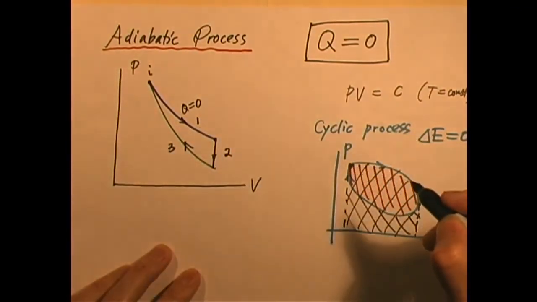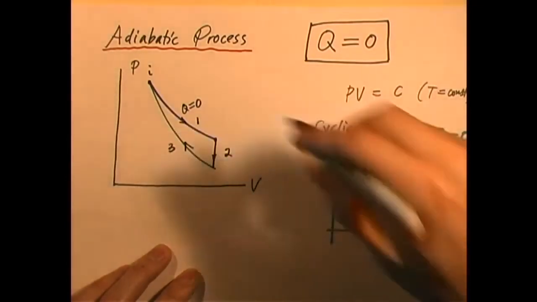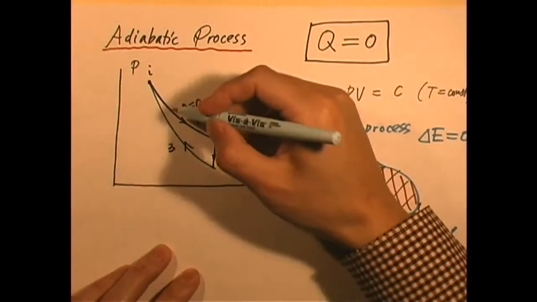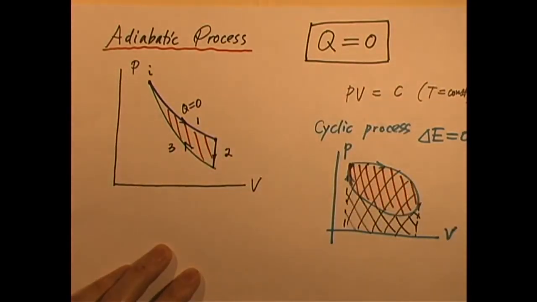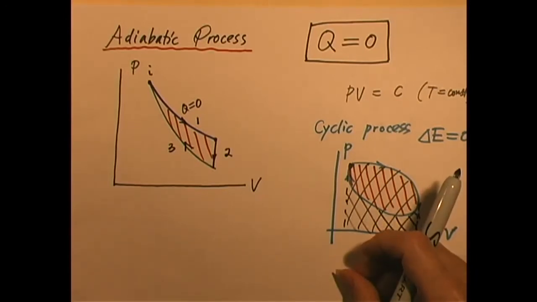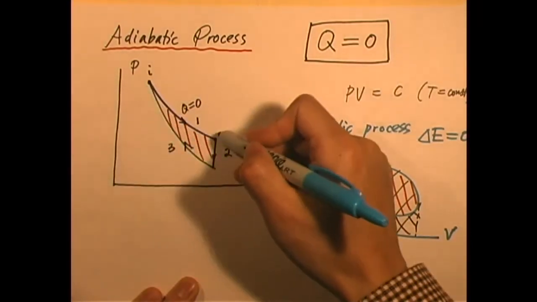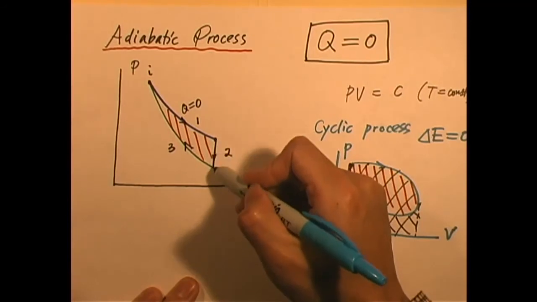The total change in energy is 0. The total work done is positive, because the total work done equals this area. And that is positive. Now, how does that violate the first law of thermodynamics? Q is equal to 0 from here to there, right? Let's look at the heat absorbed from here to there.